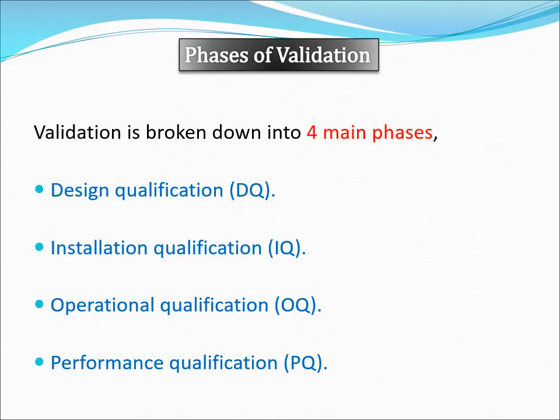Here we have another title, which is phases of validation or steps of validation. Validation can be divided into 4 steps: design qualification, installation qualification, operational qualification, and performance qualification. The abbreviations here are very common. We need to know DQ is design, IQ is installation, OQ is operational, and PQ is performance qualification. To understand the difference between them, let's go to the next 2 slides to know exactly what is the meaning of each step.